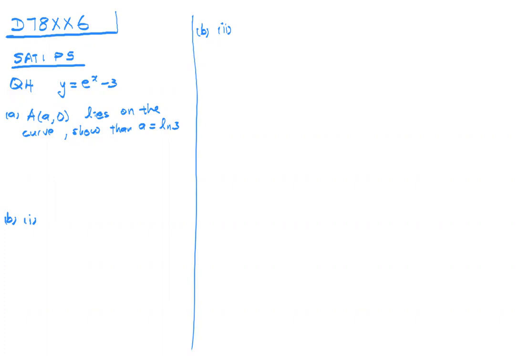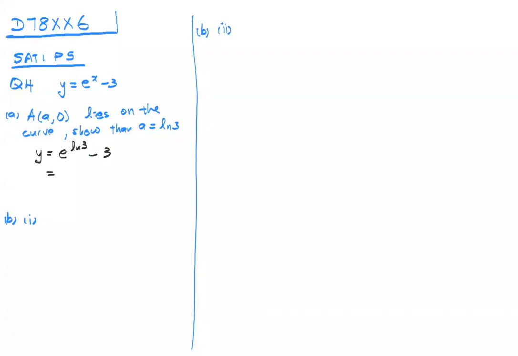Okay, let's go to this one. This question says show. So A is the x coordinate. So what I can do is, if I don't know how to solve this question, I can just show like that. I put A equal to ln 3 into the equation. So y equals e^(ln 3), take away 3. Then I write down e^(ln 3).